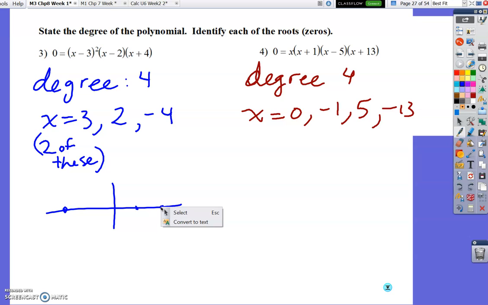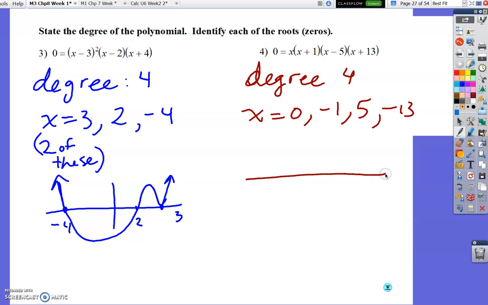It's even, both my ends are going up. I'll explain that at a later time. This one showed up twice, that 3. This is the 3. This is 2, and this is negative 4. So it's going to pass through these two, and then at this one it's going to turn around because it showed up twice. And then for this one, the ends are going up. Both ends are doing the same thing because of the degree.